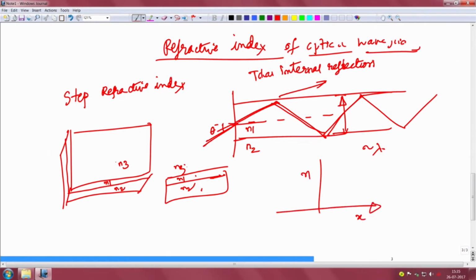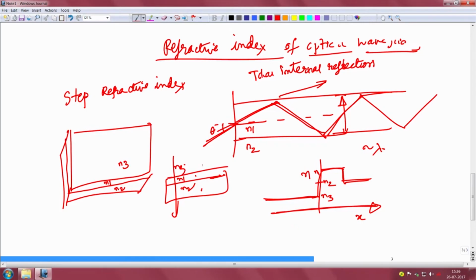We can plot the refractive index as a function of the distance. Let us say this is the x variation, so the refractive index is expressed as a function of x. For example, you have a refractive index of n1 at this point, n2 in the substrate and say n3 in the cover region. So, we have a refractive index profile which is like this. This is called a step refractive index.